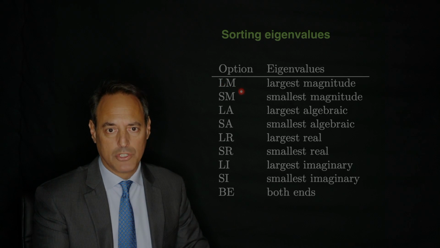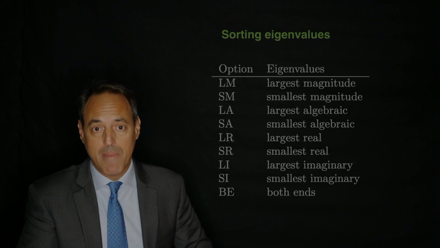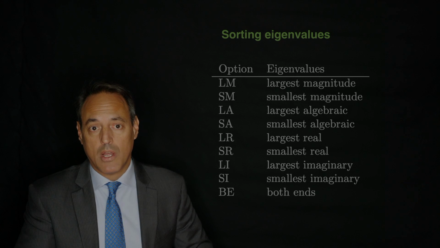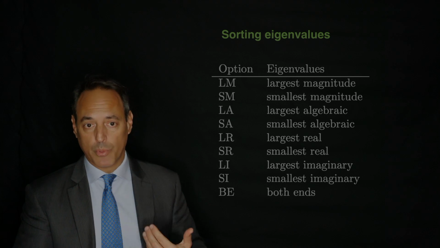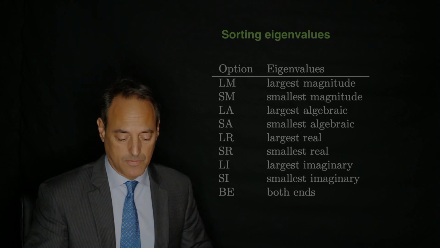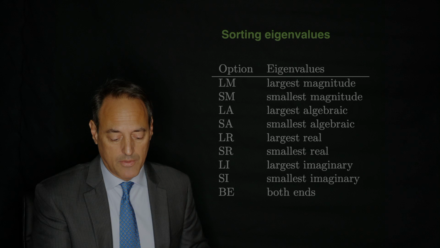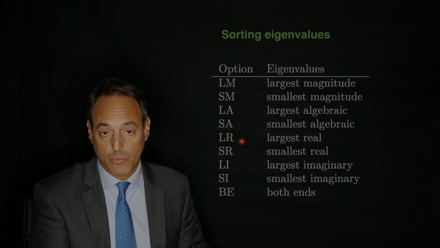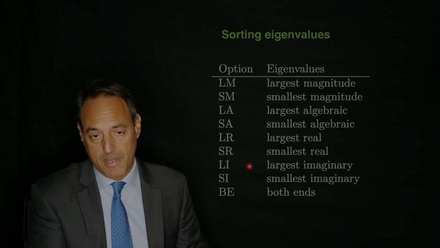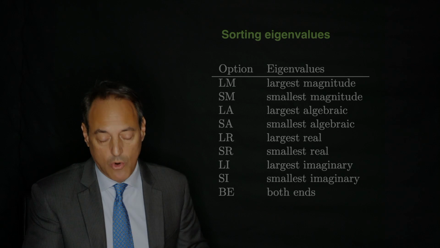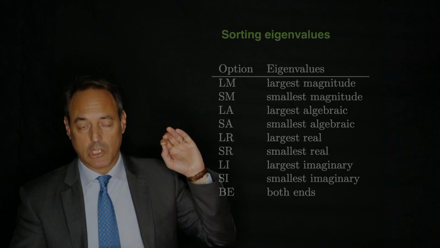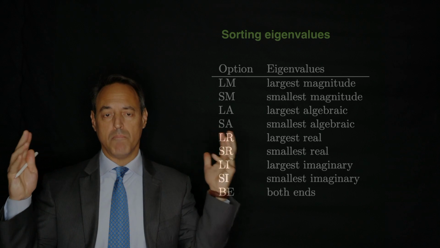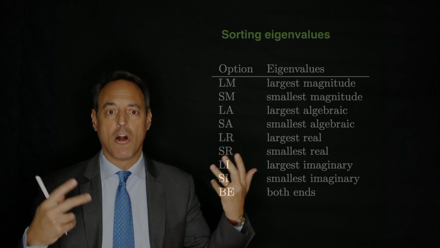You can say LM, which is the largest magnitude eigenvalues. And with magnitude, you know, these eigenvalues can be imaginary and complex, so largest magnitude takes into account both the real and imaginary parts of those eigenvalues. You can also look at the smallest magnitude, or the largest algebraic, smallest algebraic, largest real part, smallest real part, largest imaginary, smallest imaginary, or both ends, which means you can look at the extremes, the largest and the smallest. So there are a lot of options for sorting these, because if you have a large matrix, you may only be interested in the dominant eigenvalues.